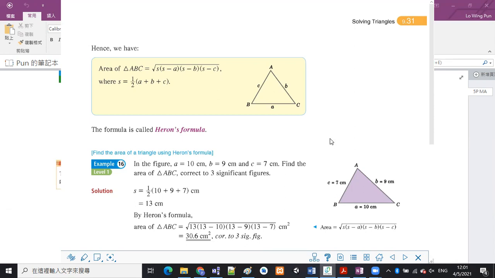So I repeat, you need to do the preparation first. Calculating S is the preparation. S is adding all the lengths together and then dividing by 2. And then Heron's formula is for you to calculate the area of triangle ABC. It is just S times S minus A, S minus B, S minus C, multiply all together, and then take the long square root. Is it clear?